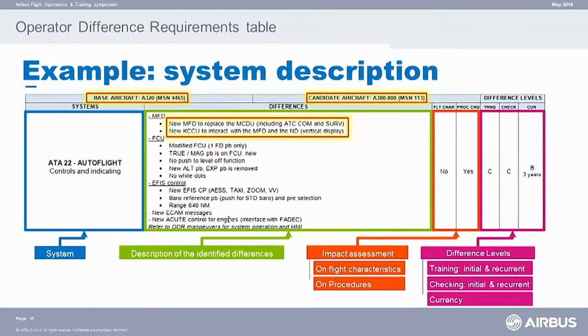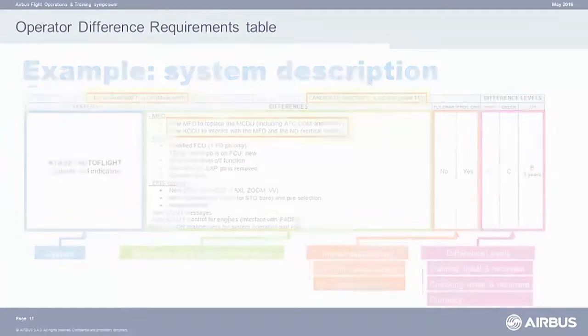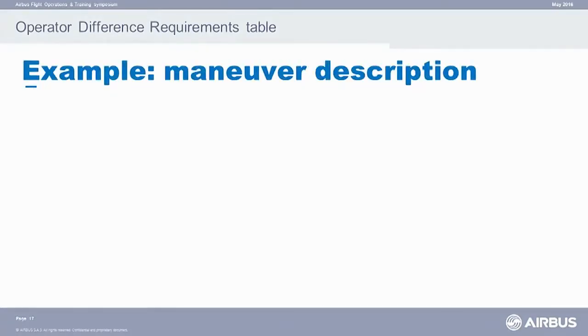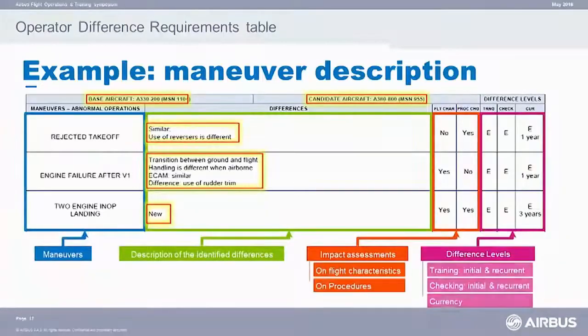And as well, we have the result of the analysis for the difference levels for training, initial and recurrent, checking, initial and recurrent, and currency. Here, for instance, we have level C for training and checking. It is valid for both initial training and recurrent training. And for the currency, it says level B over a period of 3 years. If we look at the maneuver description, in fact, the layout is exactly the same, and you will use it as is.